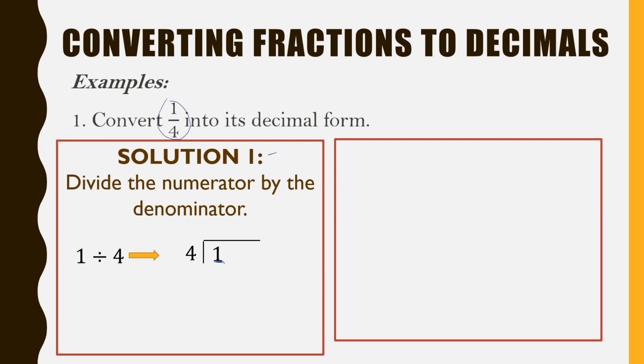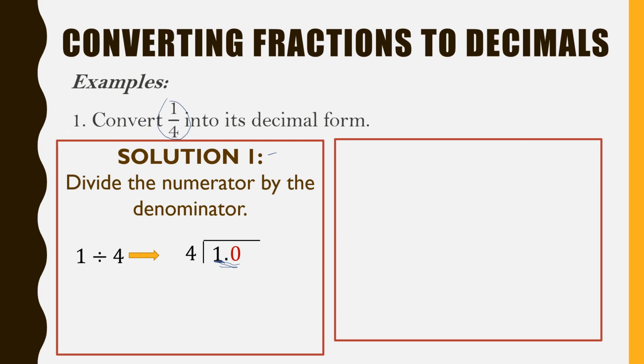Okay, and since 1 is smaller than 4, so we are going to annex zeros. Okay, but before annexing zeros, we have to put a decimal point after the number and then add a 0. Okay, so we have 1.0, but we will first consider that as a whole number. So we are going to divide 10 divided by 4, and the result we are going to put it here. Okay, we will align it with 0.